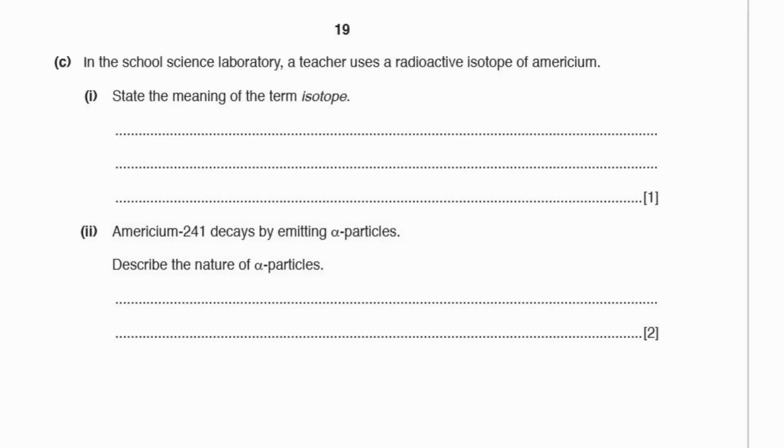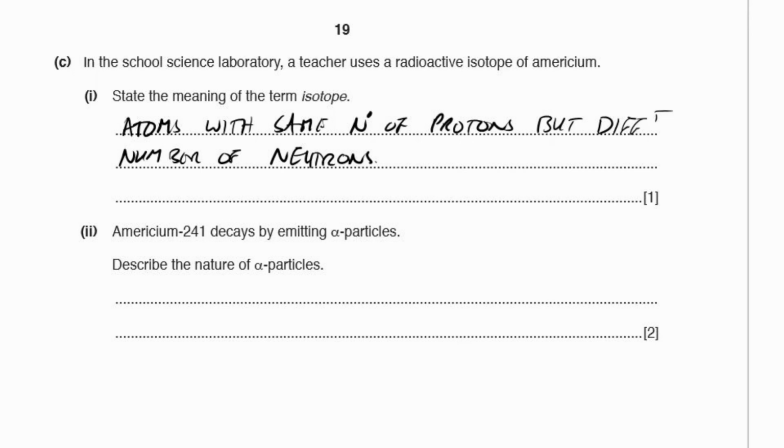C. In the school laboratory, a teacher uses a radioactive isotope of americium. State the meaning of the term isotope. Alright, so for an isotope, what we're dealing with is atoms which have the same number of protons but different number of neutrons. So atoms with the same number of protons but different number of neutrons.